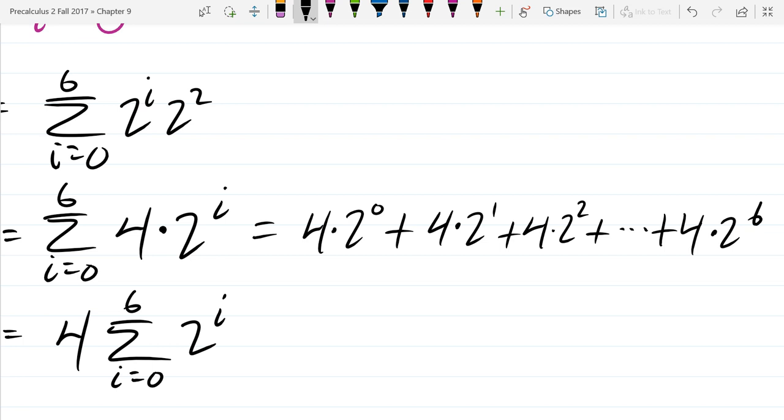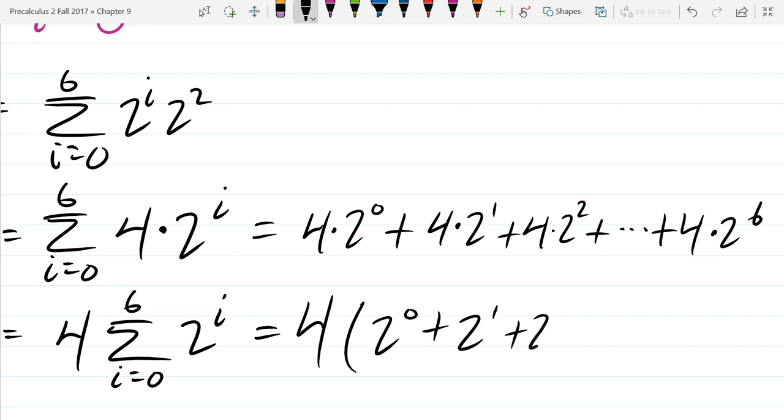So that's what that sigma notation means. Now, on the right side, when you see all this expanded out, it should be pretty clear I can factor 4 out. There's a 4 in every single term. So on the right side, this is 4 times (2 to the 0, plus 2 to the first, plus 2 squared, dot, dot, dot, plus 2 to the 6th power), right there.